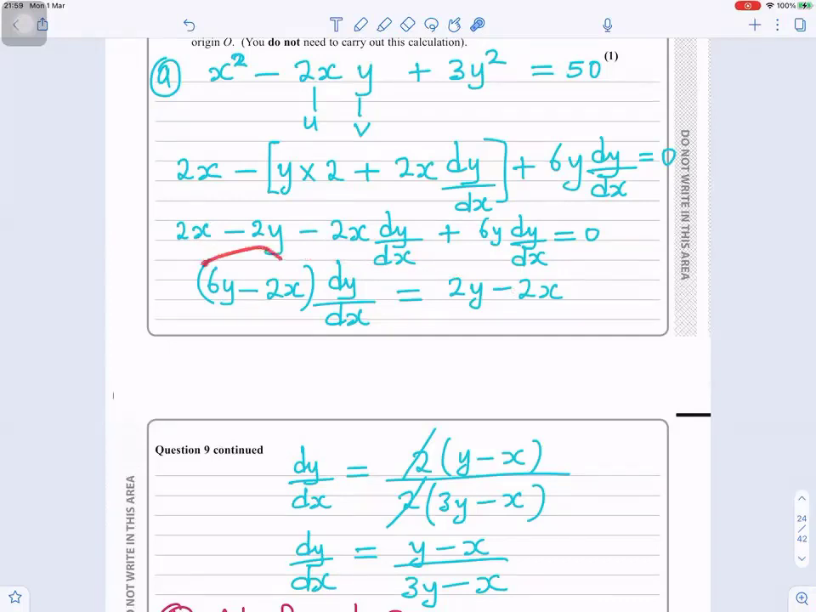Now, take all of this 6y minus 2x to the right. It becomes divide by 6y minus 2x. And you factorize 6y minus 2x to 2 brackets 3y minus x. The 2 will cancel. You're left with y minus x over 3y minus x.